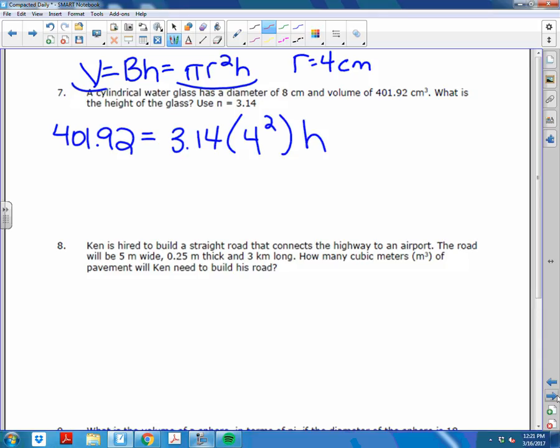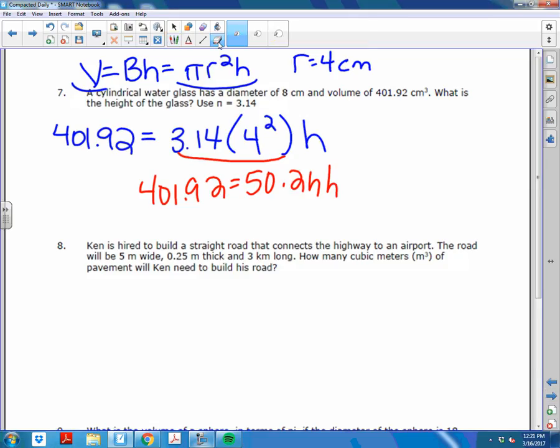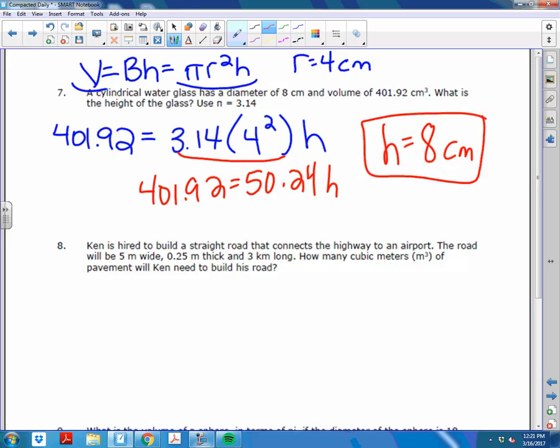When you do this math, you end up with 401.92 equals 50.24h. Oh, I said 24h and no h. I'm having one of those days. Now what do we do to isolate the h? Divide both sides by 50.24 and you get a height of 8 centimeters. Cam, do you have a question? Okay.